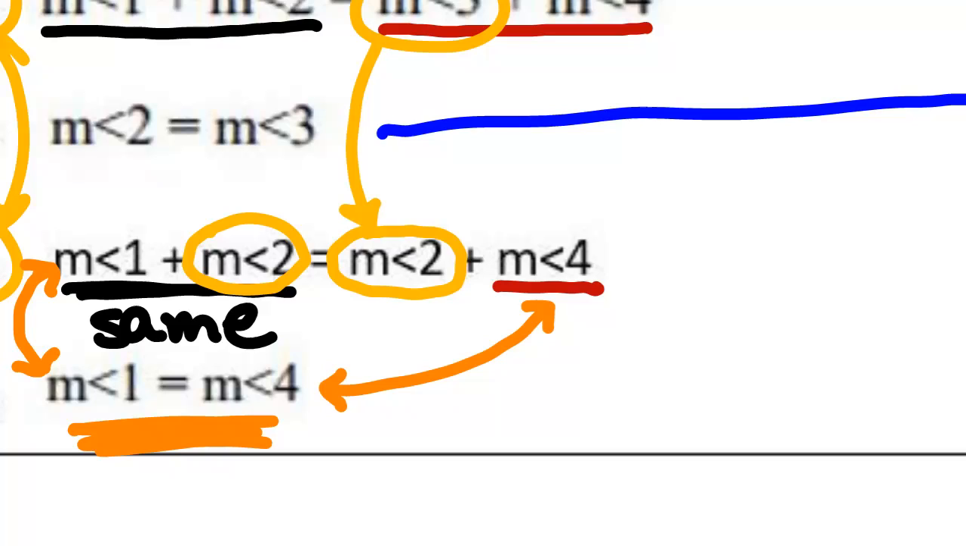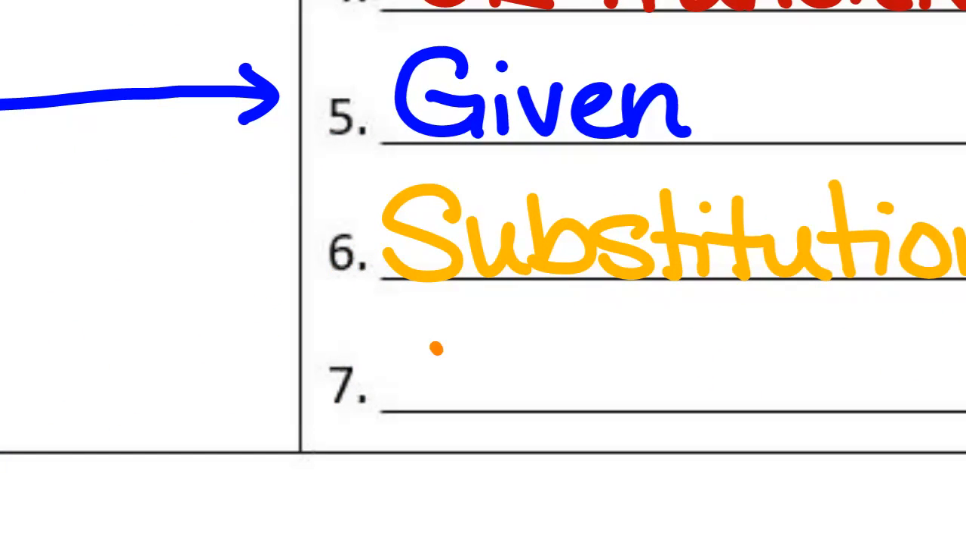Could I have done that up here? Could I have taken away the exact same thing from both sides in step 4? No, because I didn't have the same thing on both sides. We used our given information that angles 2 and angle 3 are the same size, so I can swap one out for the other, and so we swapped this out for angle 2. Now I have identical things on both sides, and I can take it away from both sides using what? Subtraction property of equality, yes.